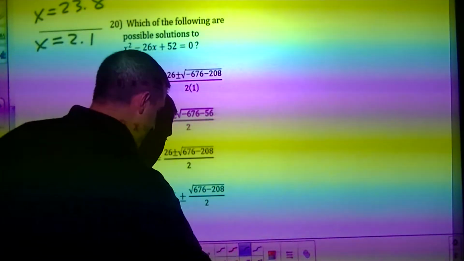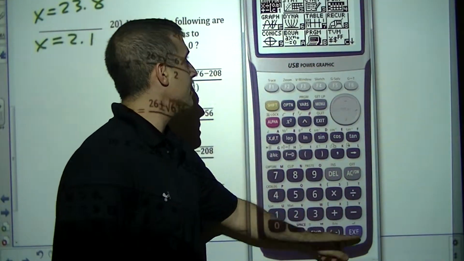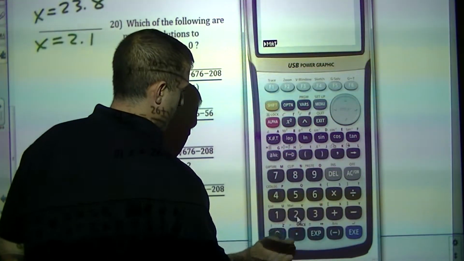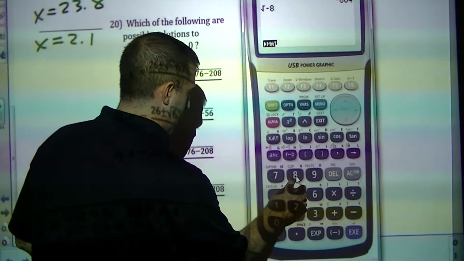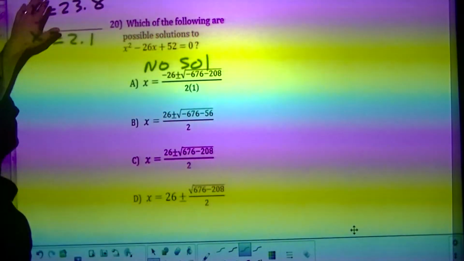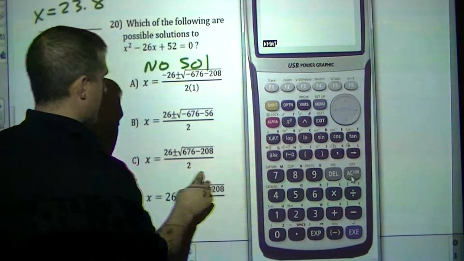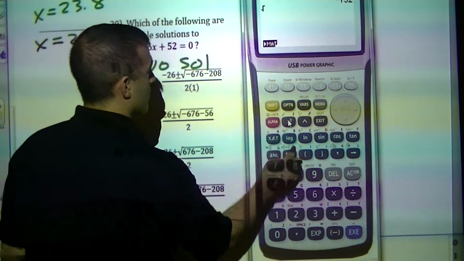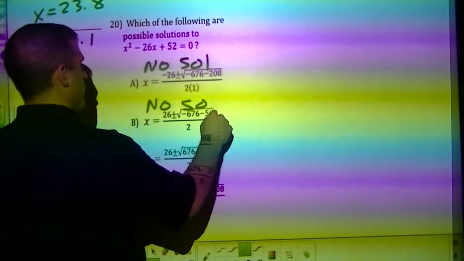Now, what I recommend doing, let's go back to our blank screen. I'm going to figure out what's underneath that square root first. 76 minus 208. Now, I'm going to take the square root of that, shift that, negative 884. Now, no real, so that means that's no solution for that one. Well, I already know I got the solution, so it can't be that. This one, I'm going to figure out negative 676 minus 56, square root of that. Once again, that's going to be no solution, so I know those are no good.